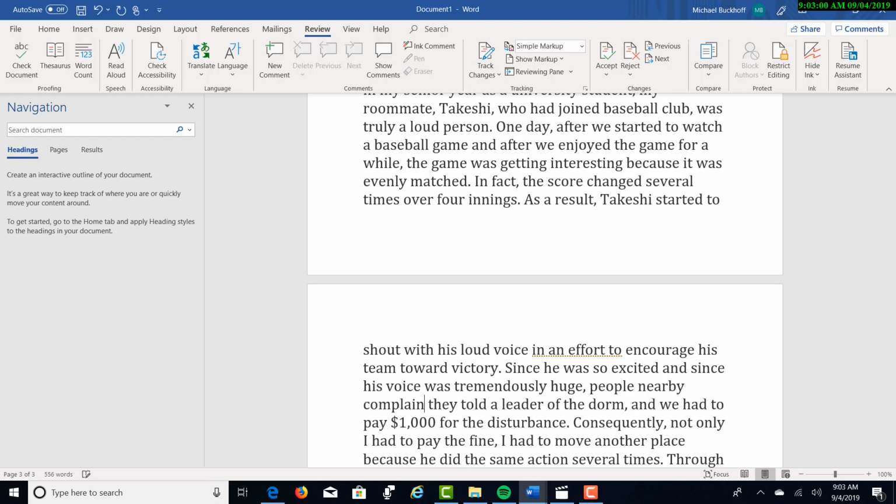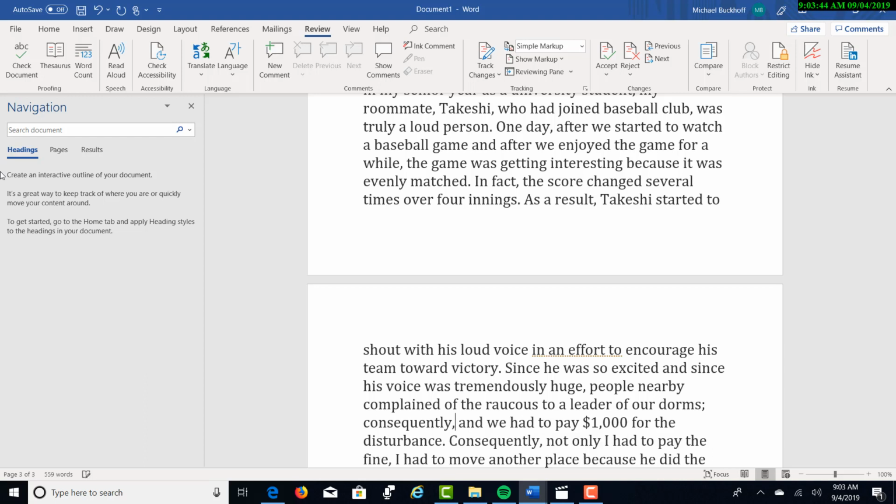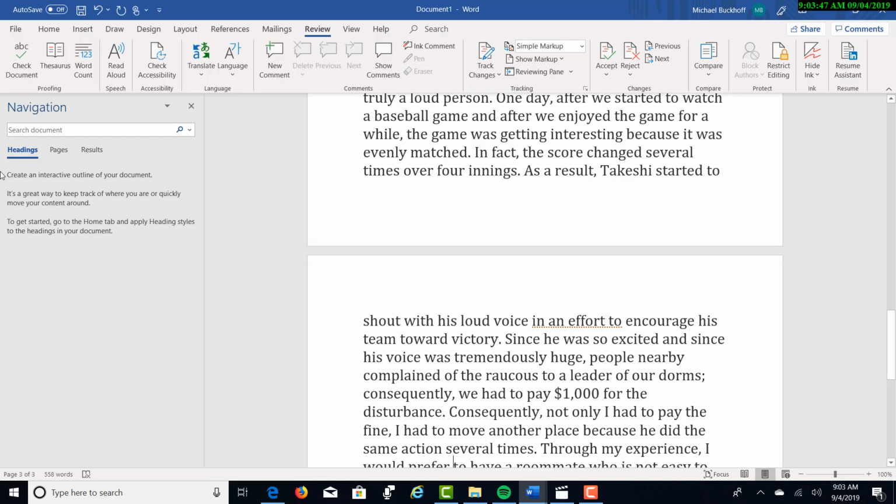"Complained." I'm going to give you a good word here. "People nearby complained about the ruckus to a leader of our dorms." But let's put a semicolon here. Let's put a cause-effect transition word. "Consequently, we had to pay $1,000 for the disturbance."